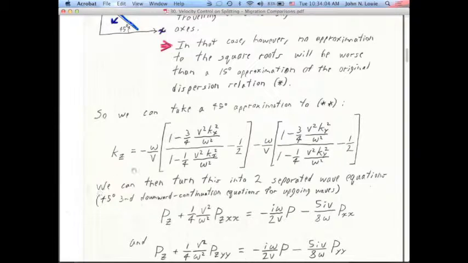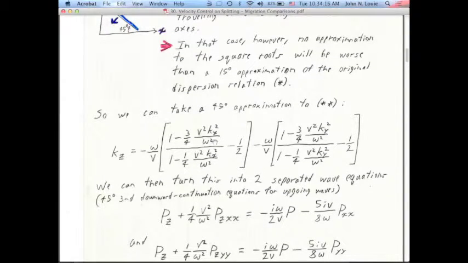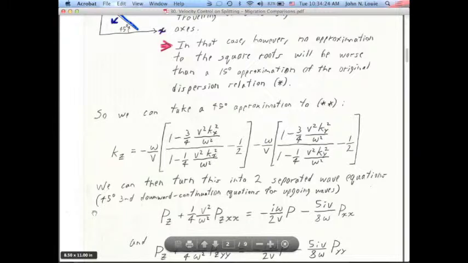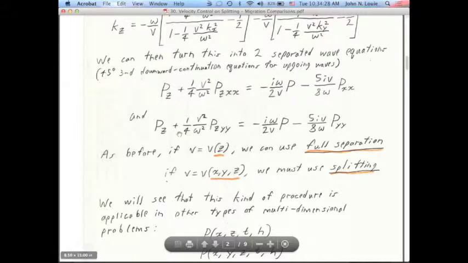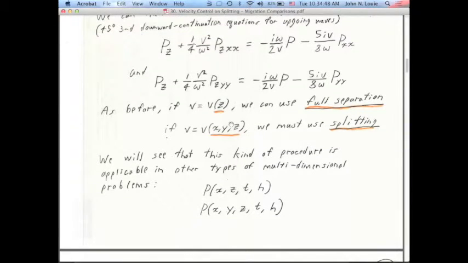Brown goes on and suggests a 45 degree approximation for his split dispersion curve. Okay, and you can see it's very similar to the 45 degree approximation that we had back in 706, and he turns this into two separated wave equations. You know, one for x direction migration and one for y direction migration, okay. And through that, by actually writing out the operators and the wave equations, that's how Dave Brown shows that if you have whatever velocity changes you want in z in depth, you're fine. You can use full separation without any approximation.